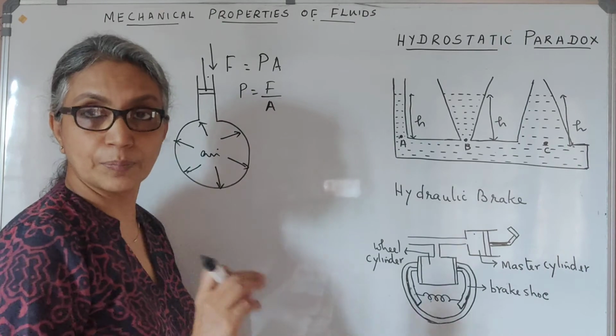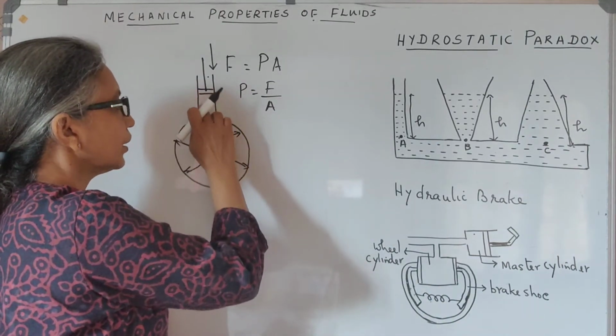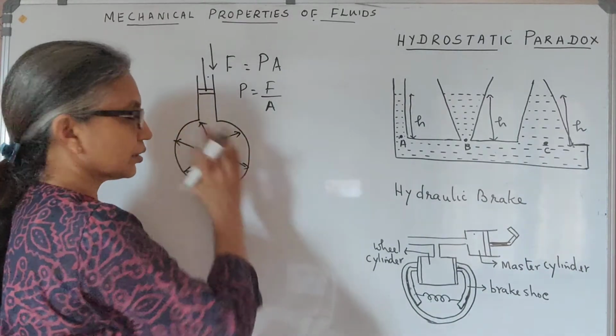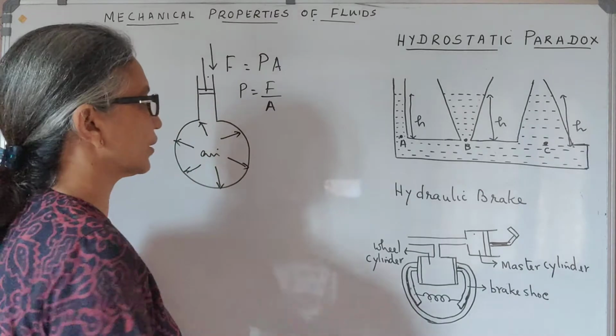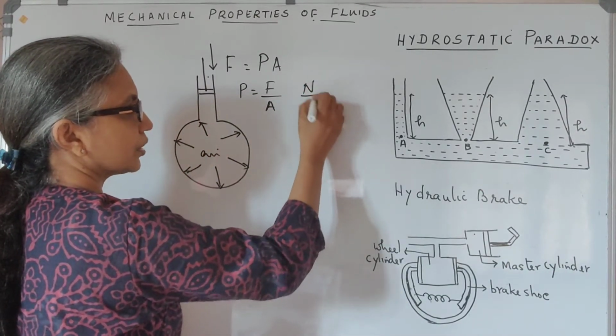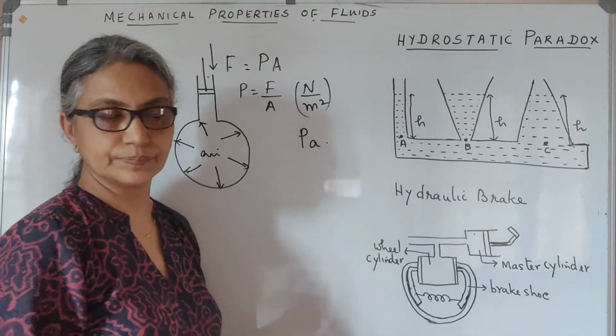That is, if you apply an external pressure at any point of the fluid, it is transmitted undiminished and equally in all directions in that fluid contained inside the vessel. So pressure is F by A, which, as you know, is Newton per meter square. That is a unit, and that is also what you know as Pascal.